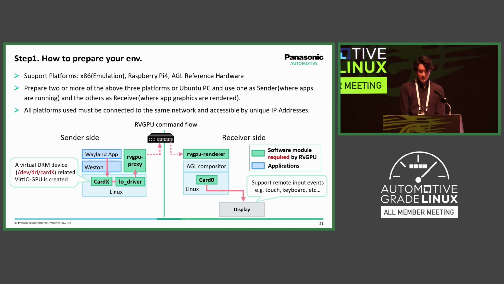On the sender side, if Weston or Wayland applications use this DRM device, called here cardX, those applications will be rendered in the receiver display. After the transfer, those application displays on the receiver can be operated by touch and keyboard using your input device.